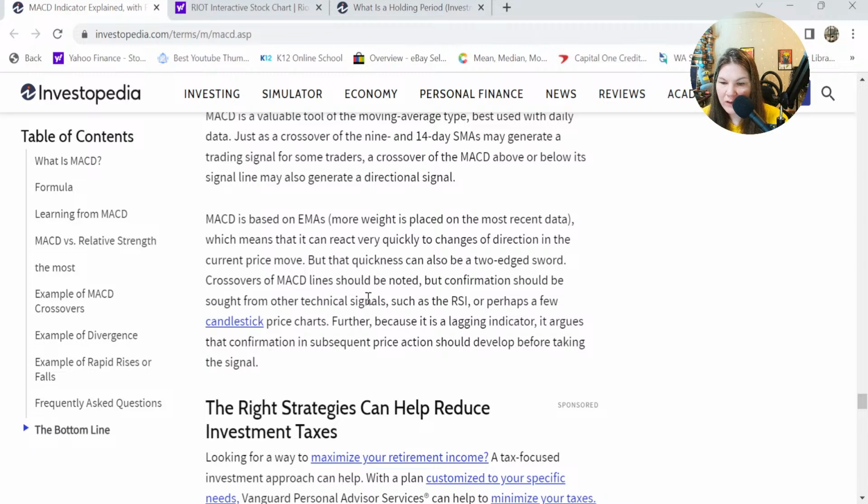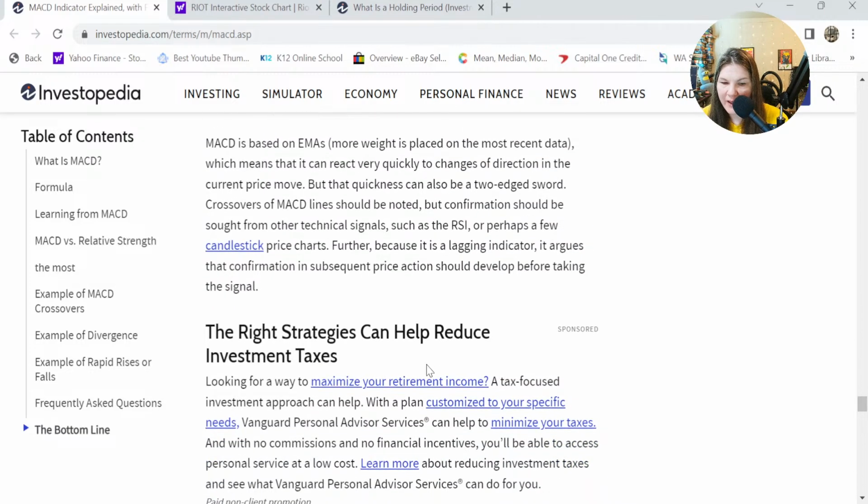But that quickness can also be a two-edged sword. Crossovers of MACD lines should be noted, but confirmation should be sought from other technical signals, such as the RSI or perhaps a few candlestick price charts. Further, because it's a lagging indicator, it argues that confirmation and subsequent price action should develop before taking the signal.